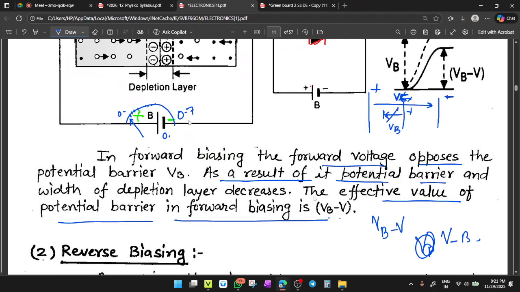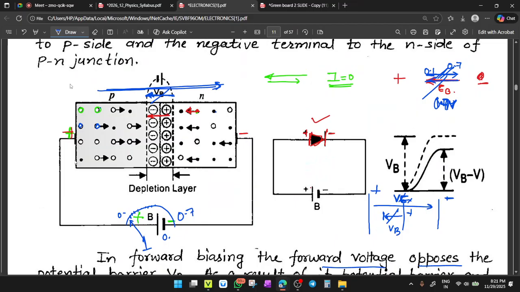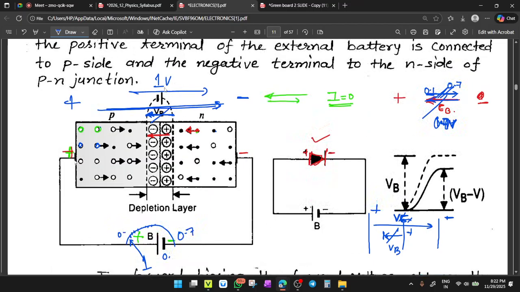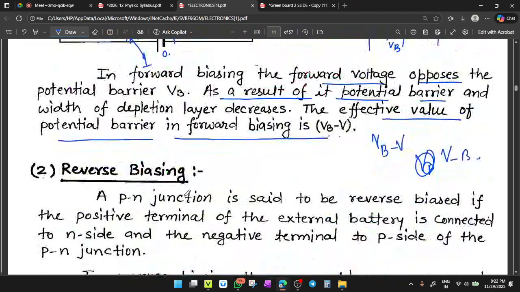Why? Like, you have applied a voltage of 1 volt. So you have applied 1 volt of potential here, and the barrier here is how much? 0.7 volt. So the effective voltage equals 1 minus 0.7, which is 0.3 volt. Clear or not? Okay, so this is the forward biasing voltage.